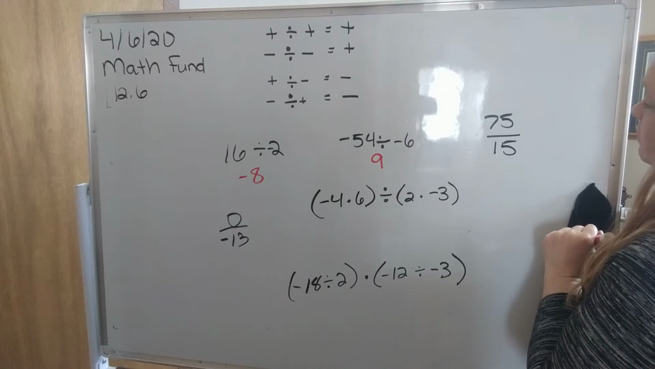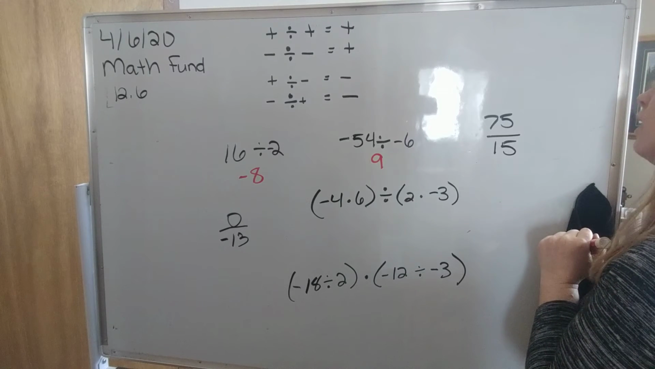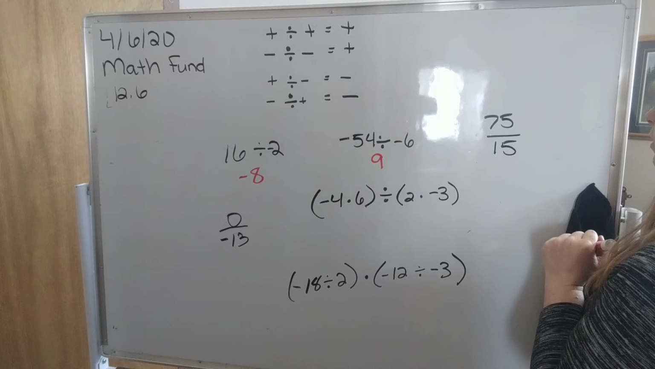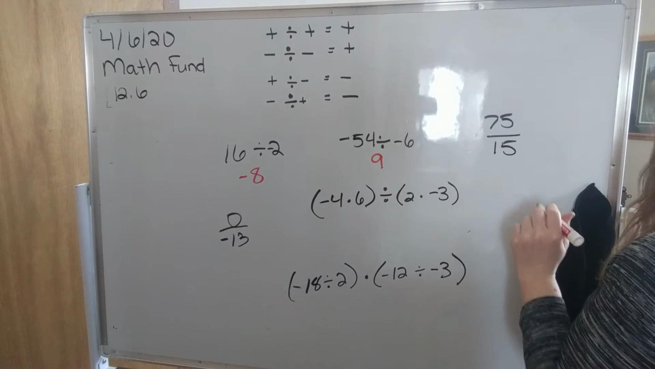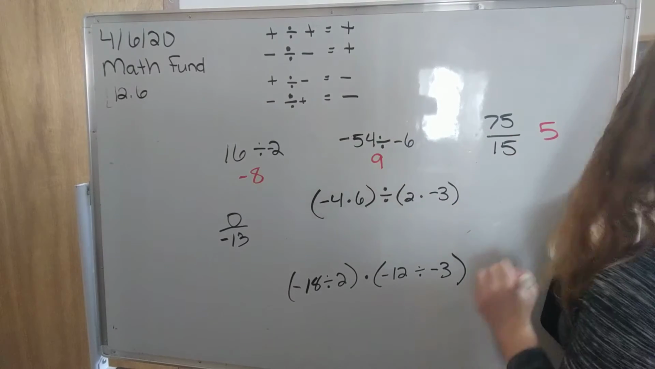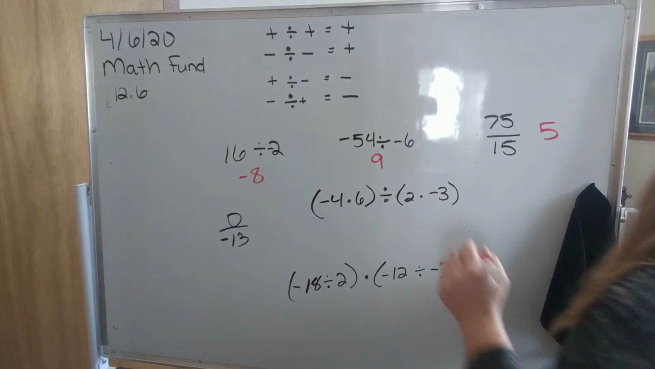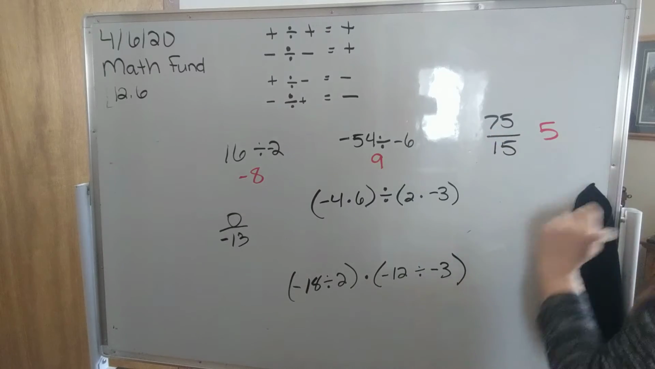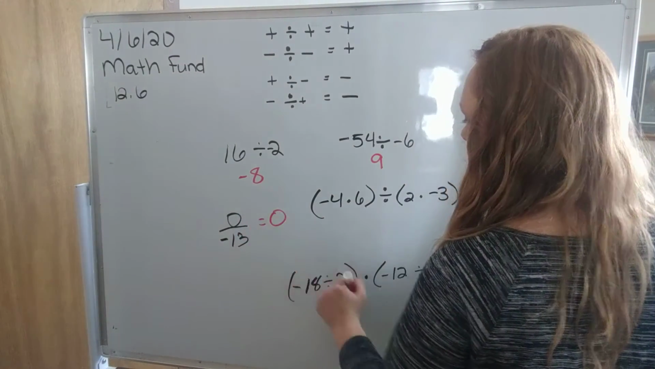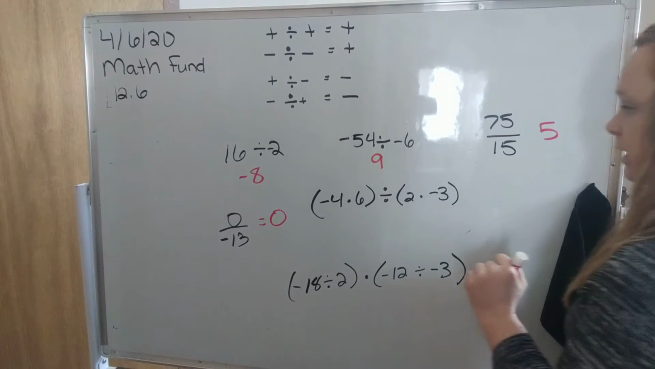75 divided by 15, let's see, what is that? 75 divided by 5, so that will go 5 times. Okay, and then the answer is positive. Positive and positive make a positive. 0 divided by anything equals 0. We don't need to worry about positive or negative.